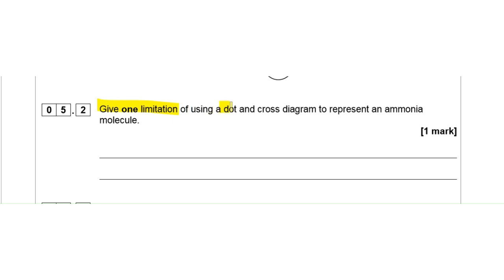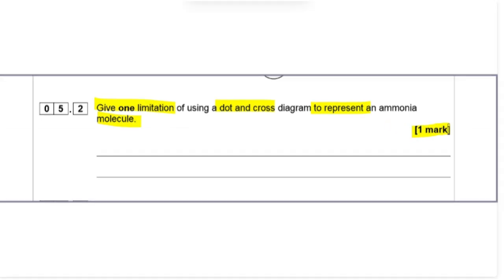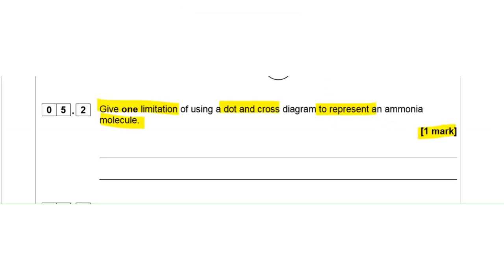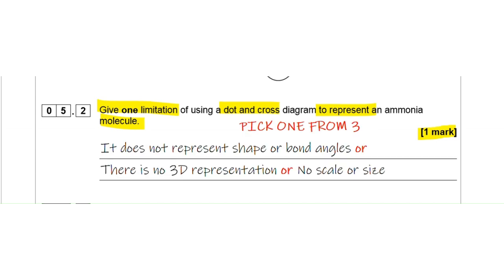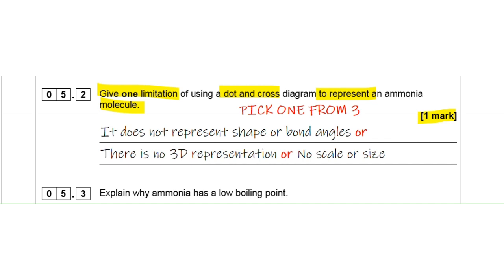5.2. Give 1 limitation of using a dot and cross diagram to represent an ammonia molecule. This is a common question. You're often asked to contrast and compare different models of representing molecules and bonding, and you can pick any one of these from 3. It doesn't represent the shape or the bond angles, there's no 3D representation, and there's no scale or size. Any one for 1 mark.